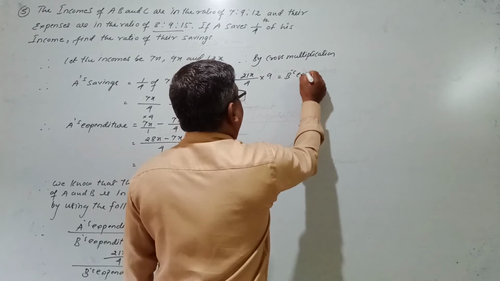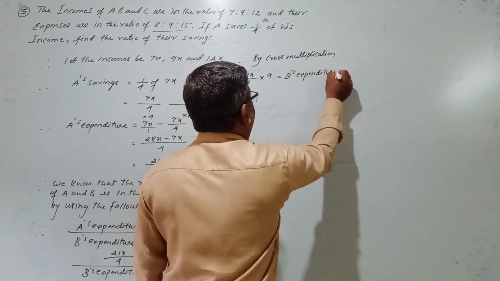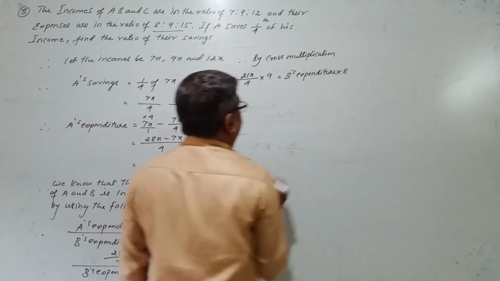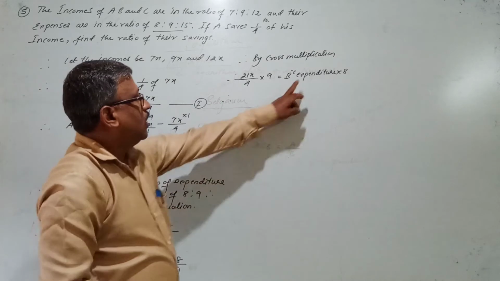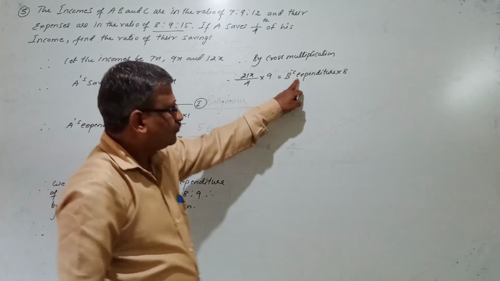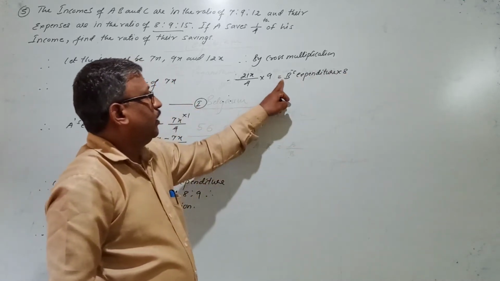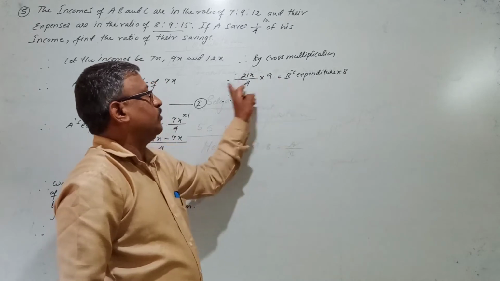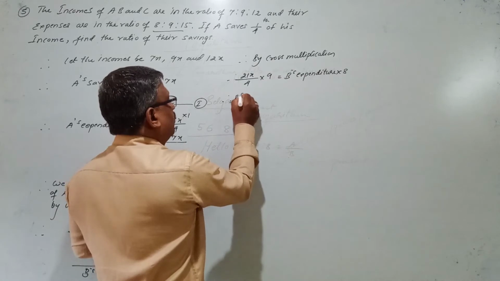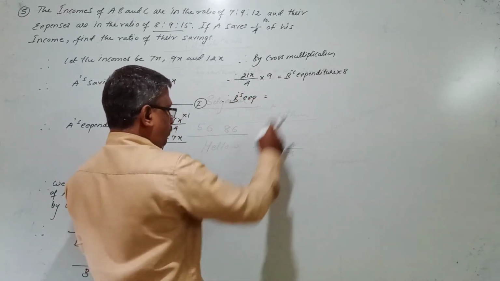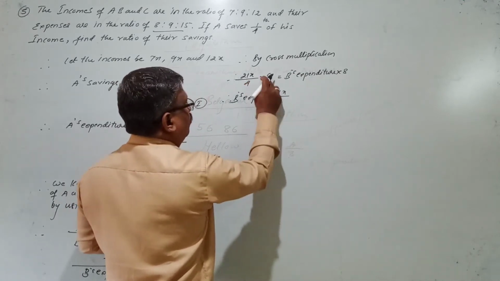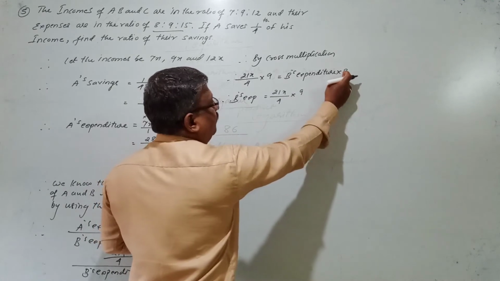B's expenditure is multiplied by 8. What I want is B's expenditure. So straight away you bring B's expenditure outside, or you transfer 8 to this side. If you transfer 8 to this side, this multiplication becomes division, right? So straight away you bring B's expenditure out. B's expenditure is equal to how much? It is 21x divided by 4 into 9, and shift 8 to this side.